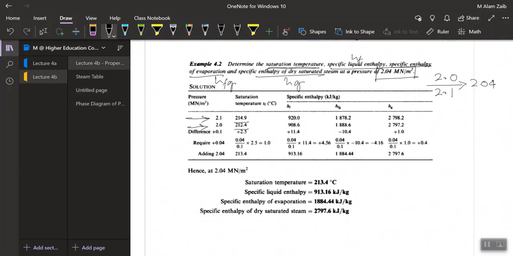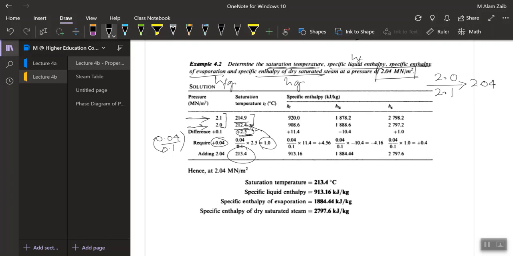So we have got this value 214.9. The total difference is 2.5. The difference between them is the total difference. The pressure difference is 0.1. The required is 0.04. So the percentage required is 0.04 divided by 0.1. This is the percentage. Multiply by the difference, you will get the value, and add the value to this one. You will find the value which is 213.4.